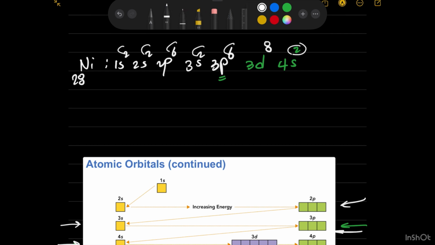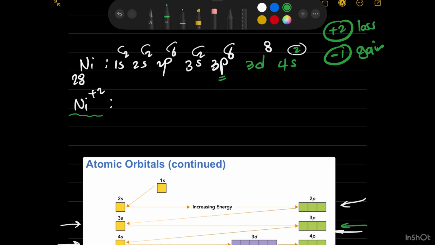By the way, if I need to write the Ni positive 2, what does it mean? It means that this atom lost 2 electrons. The positive sign indicates a loss of electrons. The negative sign indicates a gain of electrons. How can I write the electronic configuration of Ni positive 2?